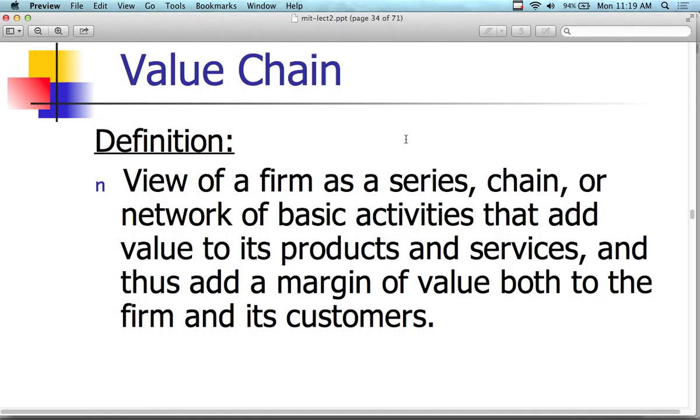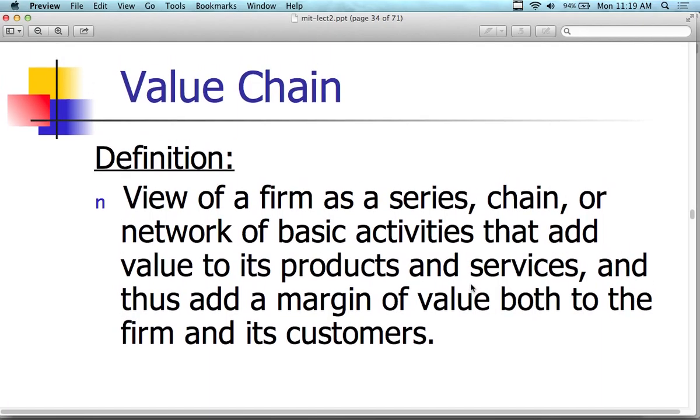So it's a view of the firm as a series, a chain, or a network of basic activities that add value to its products and services, and thus add a margin of value both to the firm and its customers. So it's not one activity. It's not calling the customer up on the telephone and trying to sell them something during dinner, which is not a good value opportunity either. And I'm talking about telephone solicitation, which for some strange reason has been the most popular thing when people talk about CRM. But that's not even part of CRM anymore.